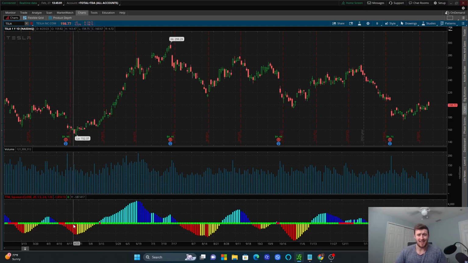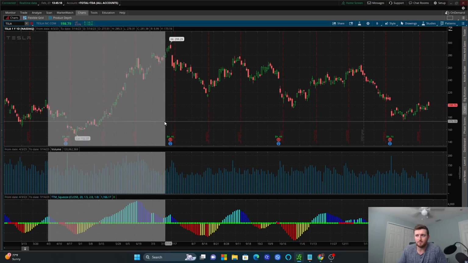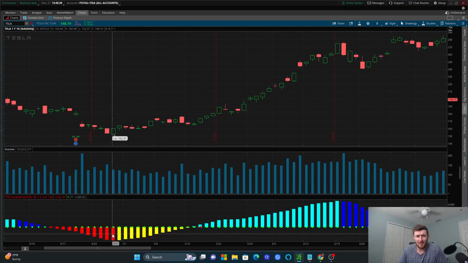That tells us that there are strong sellers right now, but the second it goes to yellow, that means that the selling has slowed down. And when selling slows down, that tends to be a great opportunity to catch the bottom on certain stocks. So right here's a great example where, if I zoom in, we had red right here on this day, and then the next day we immediately had yellow. That means the selling slowed down.